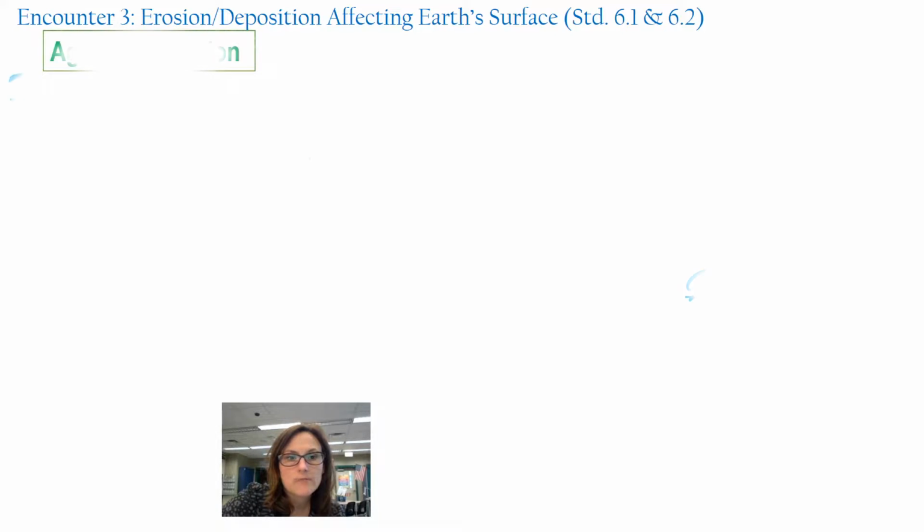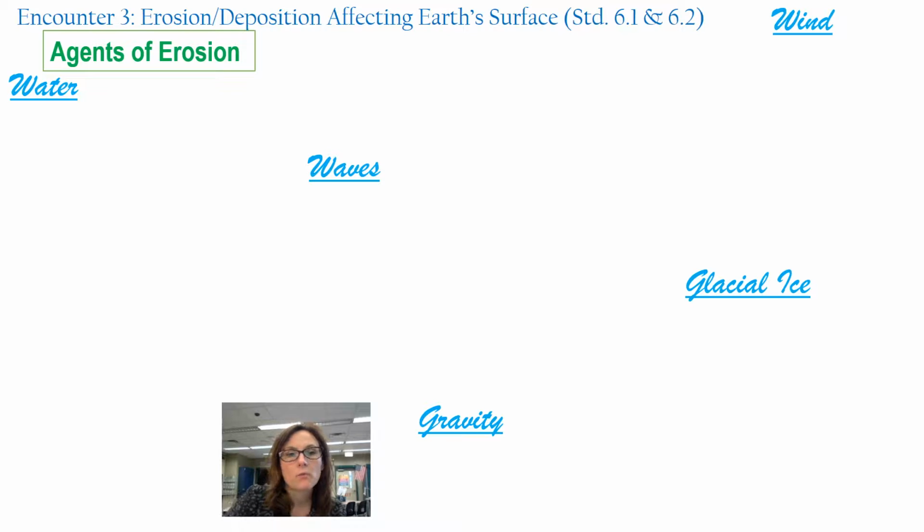So let's get started. Now, the way I'm going to look at this is it's going to be divided into two screens. So first we're going to look at the erosion agents, so the agents that cause the erosion, and then we're going to look at the agents that cause the deposition. So the agents that cause erosion are highlighted in blue at this point. So water, waves, wind, glacial ice, and gravity.